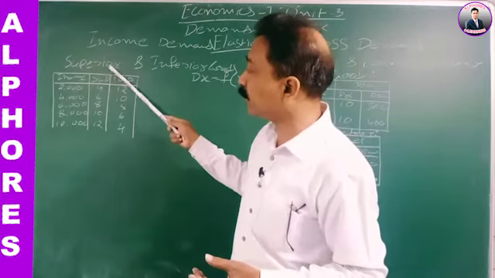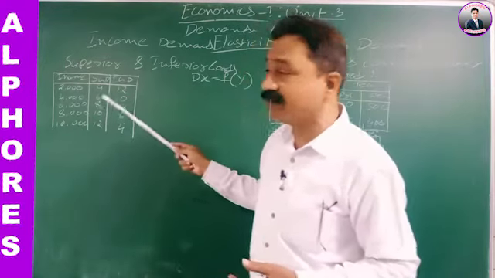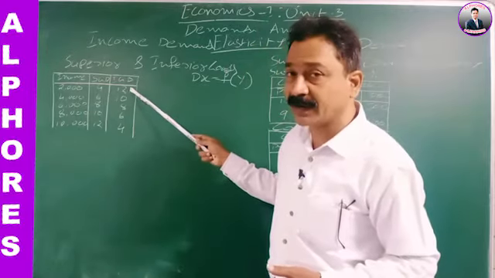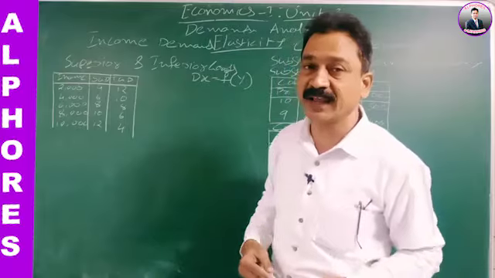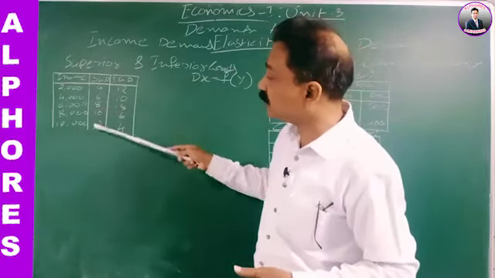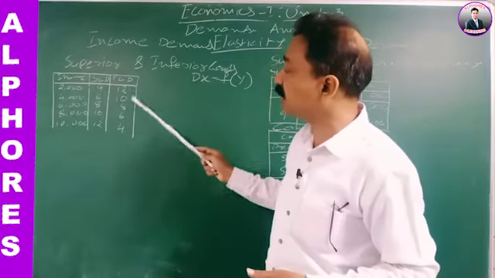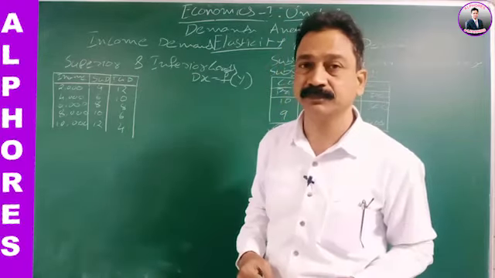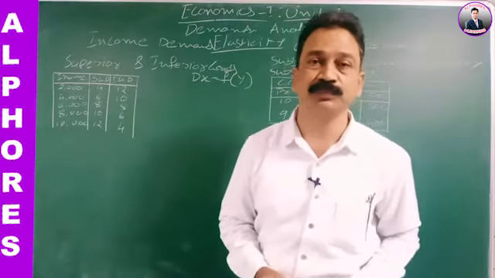So normal or superior goods demand increased along with the income of the consumer, whereas inferior goods demand decreased as the income of the consumer increased. See, one is increasing, another is decreasing. This is superior good and this is inferior good. So this can be shown with the help of a graph too.